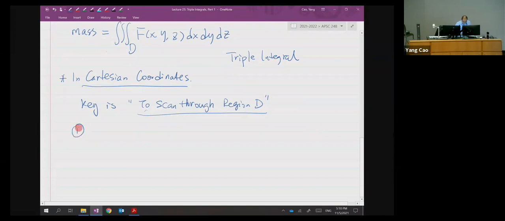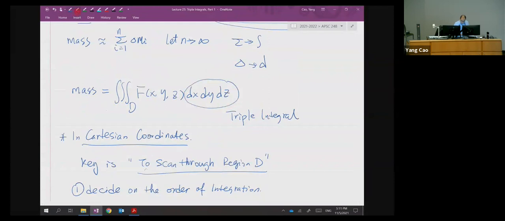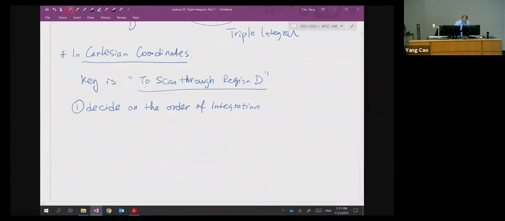So here are the steps. Step one is to decide on the order of integration. Order of integration basically means here's your dx, dy, dz. Technically this is your dv, the volume, delta v becomes dv. dv can be dx dy dz, or dx dz dy, or dy dz dx, and so on. There are 9 combinations basically.